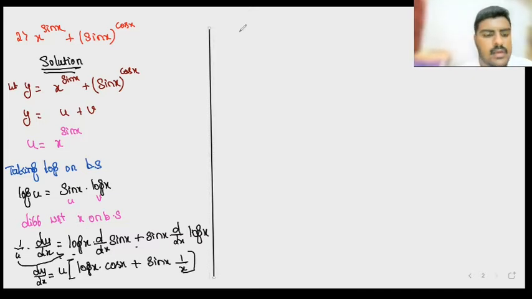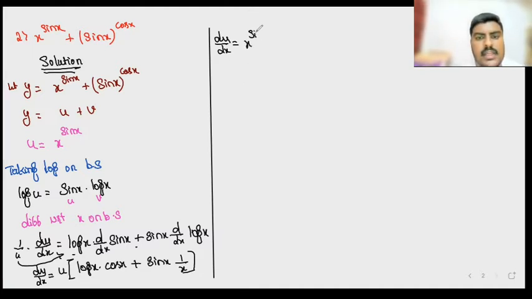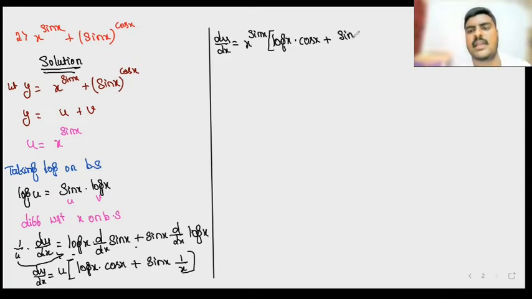Okay, so now here du by dx equal to u, that means x into x power sin x, so into log x into cos x, you should write the same as it is, plus sin x divided by x. Did you understand? This is, dear students, du by dx.